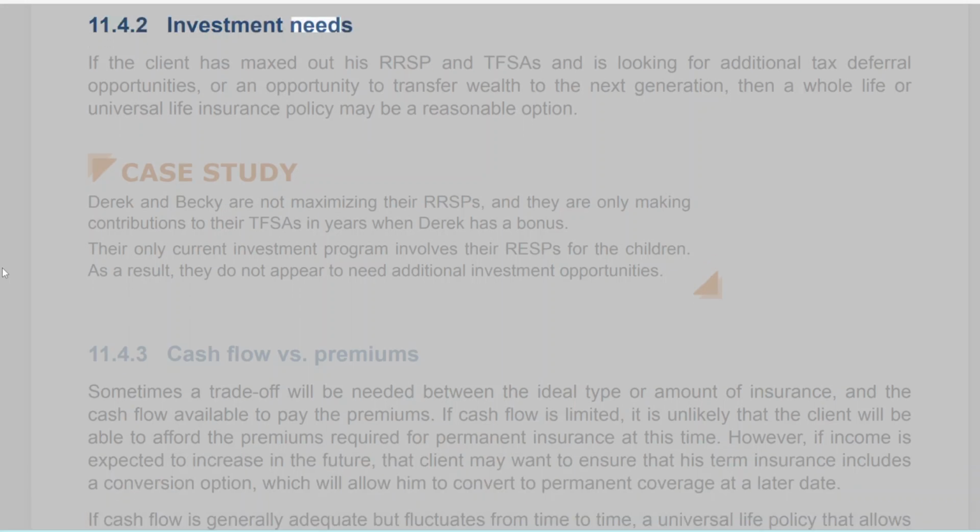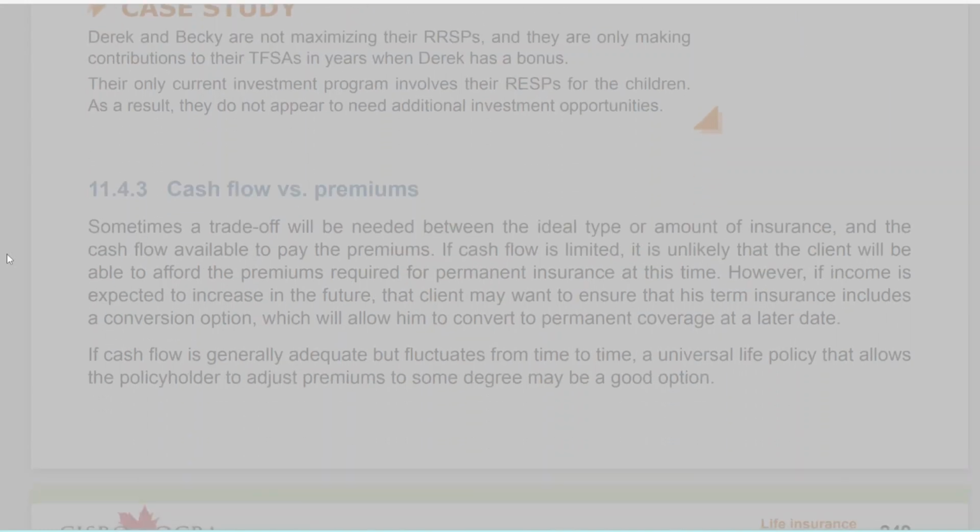1.4.2 Investment needs. If the client has maxed out his RRSP and TFSAs, and is looking for additional tax deferral opportunities, or an opportunity to transfer wealth to the next generation, then a whole life or universal life insurance policy may be a reasonable option. Case study: Derek and Becky are not maximizing their RRSPs, and they are only making contributions to their TFSAs in years when Derek has a bonus. Their only current investment program involves their RESPs for the children. As a result, they do not appear to need additional investment opportunities.